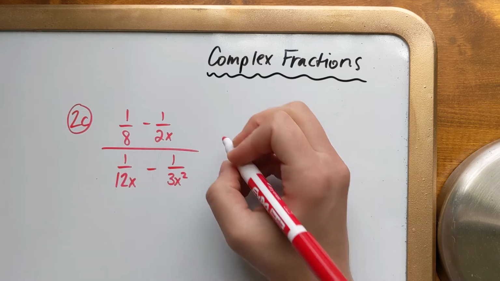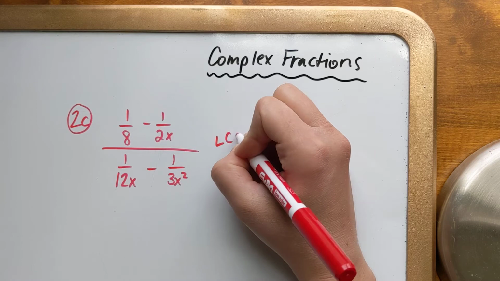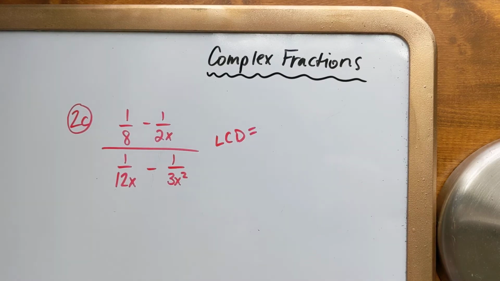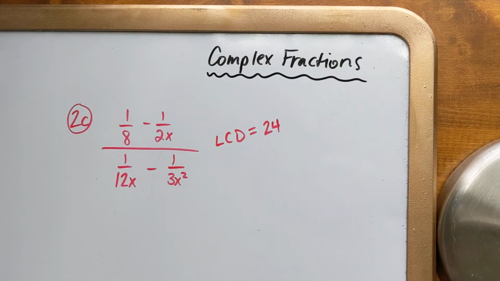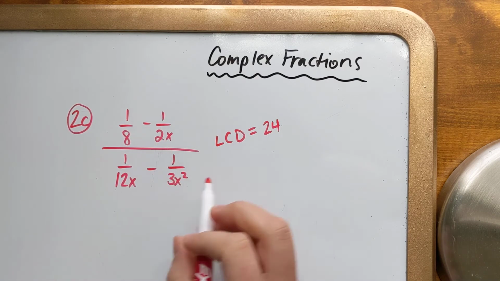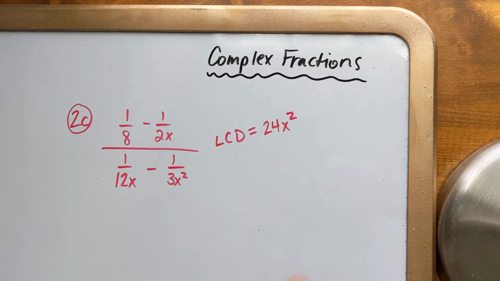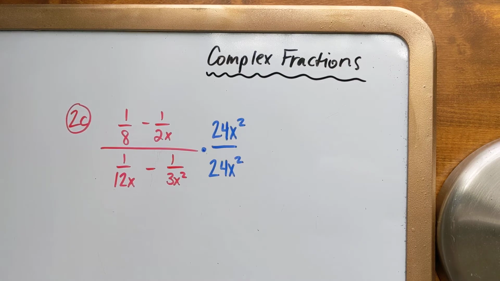So just looking at these, I have 8, 2x, 12x, and 3x squared. The least common denominator, at least for the integer part of it, would have to be 24. And then for the variables, you want to take the largest, so x squared. What you do with that is you actually multiply it all the way through your fraction, and I will show you what that looks like.